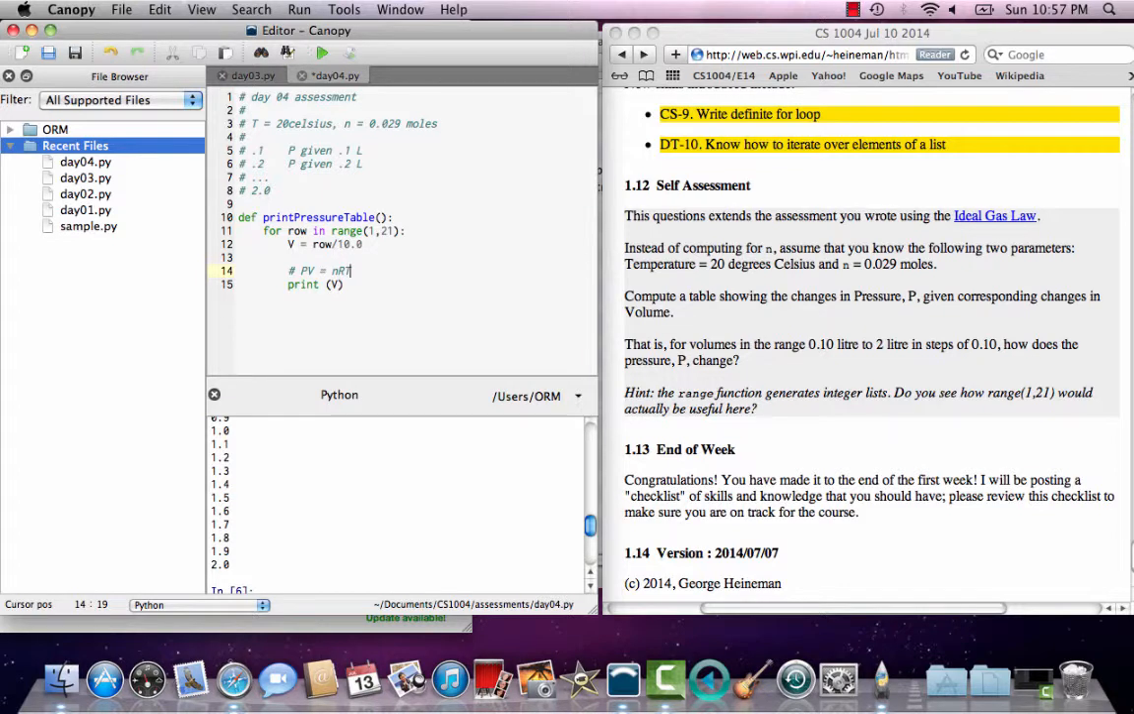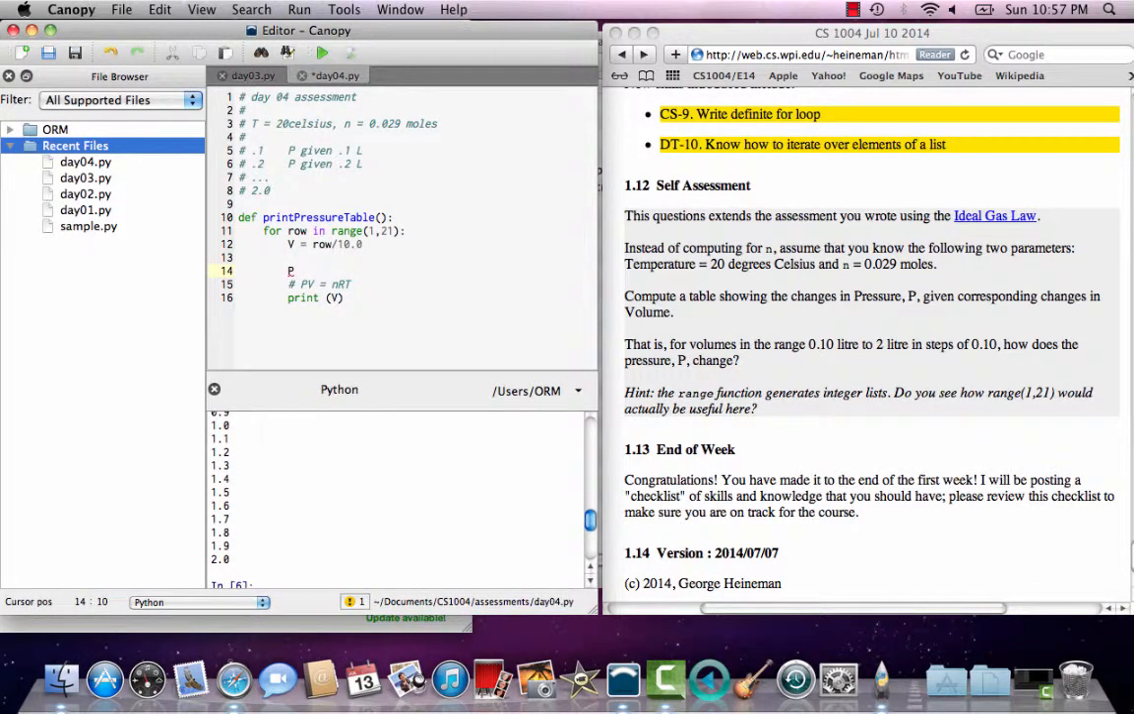nRT. In this case, I'm trying to compute the pressure given I have volume moving in certain increments in nRT, as you see here. So I want to compute for every volume some pressure. And that pressure is going to be n times R times T divided by V.